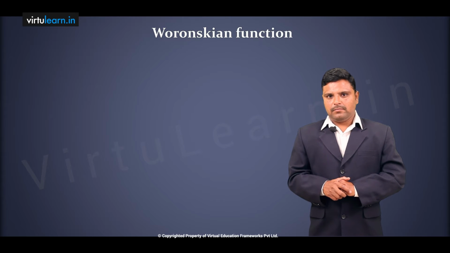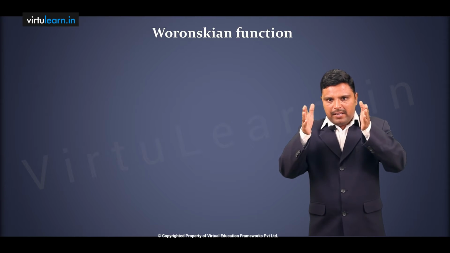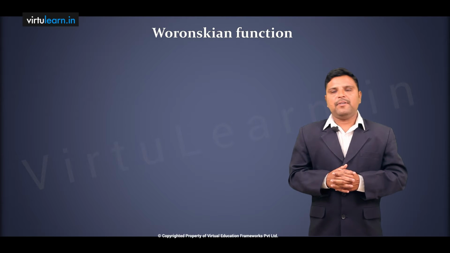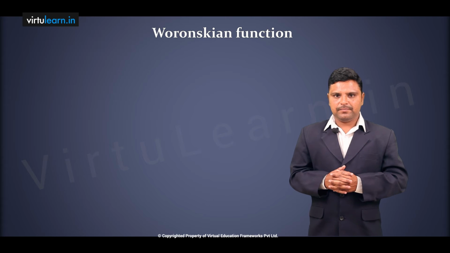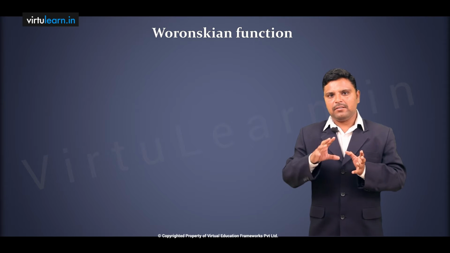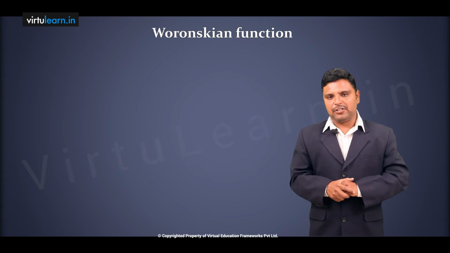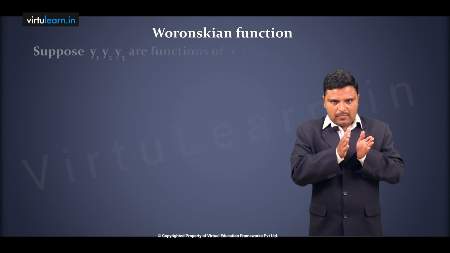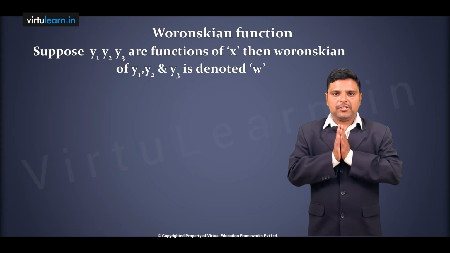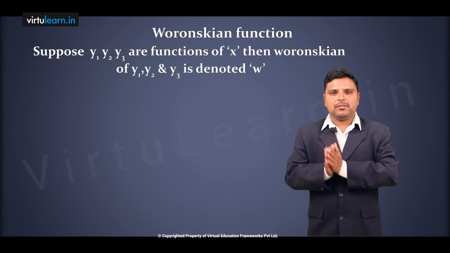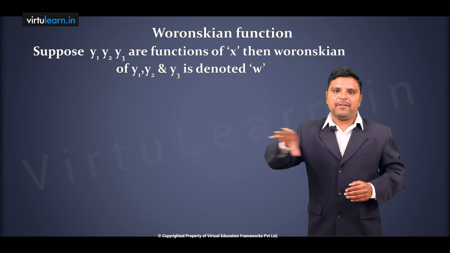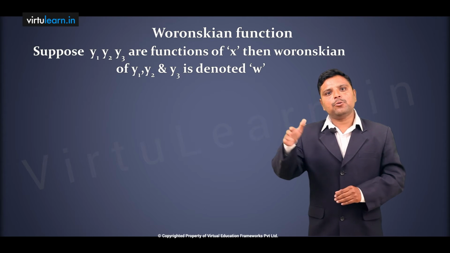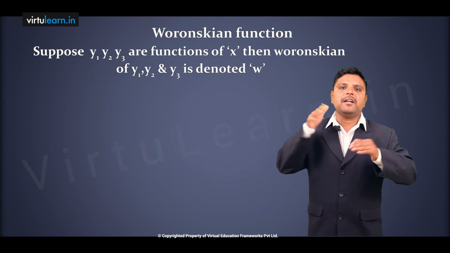Wronskian function means, using a determinant we can frame the differential equations. Means we can calculate some function, the Wronskian function, as a determinant. Now suppose y1 of x, y2 of x, y3 of x are three functions. Then the Wronskian of y1, y2, y3 is denoted by W.